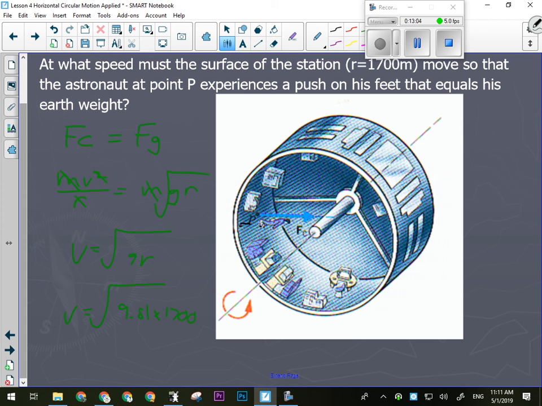So that makes sense to everybody? How that one works? They're pretty straightforward problems. Anything that's artificial gravity, the centripetal force equals gravity. That's what we're looking at.